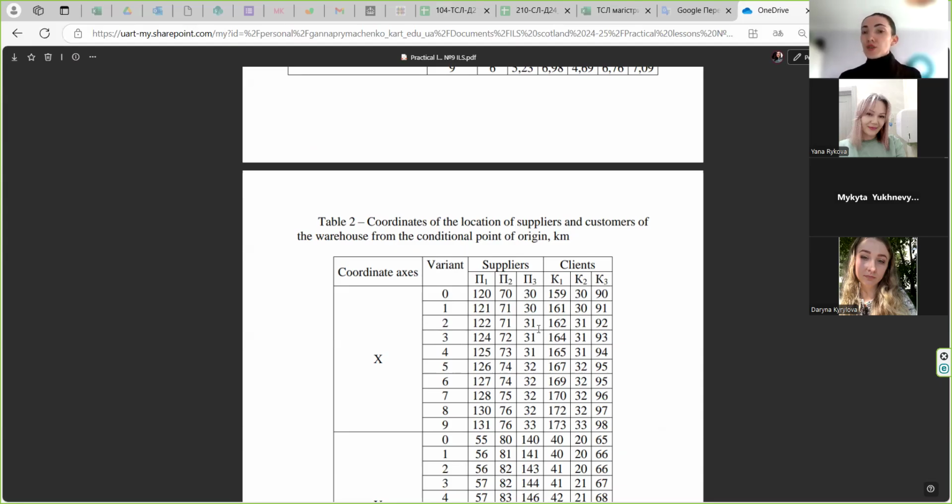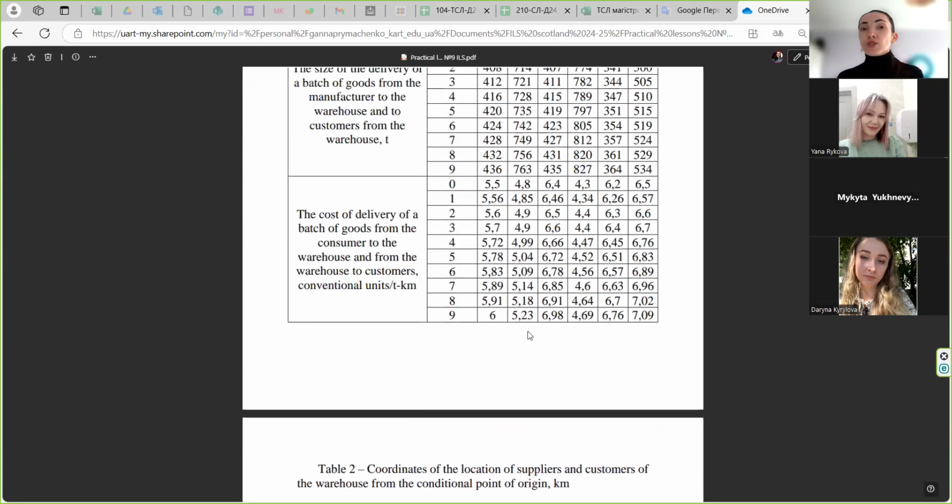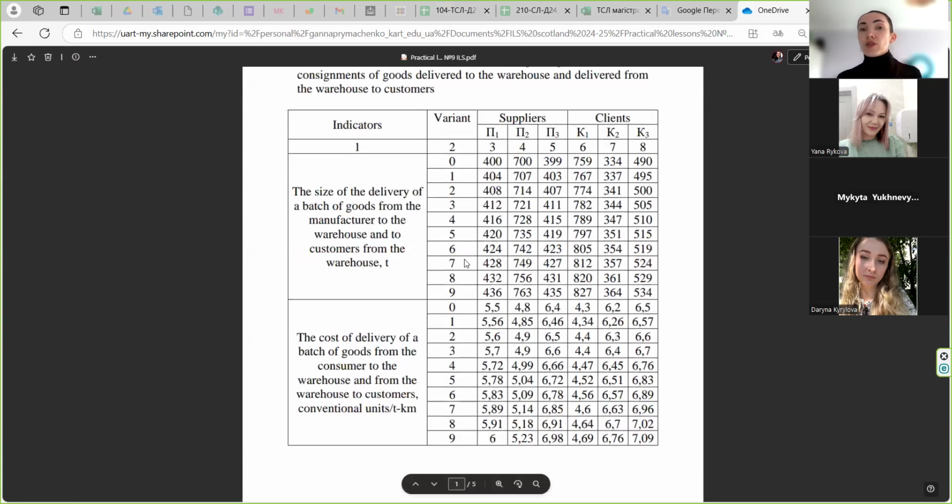And the last of these three parameters, it is how many cargo we need to deliver in tons. We used for zero variant, it is 399. For first, it is 403. For second, 407. And other find for your variant.